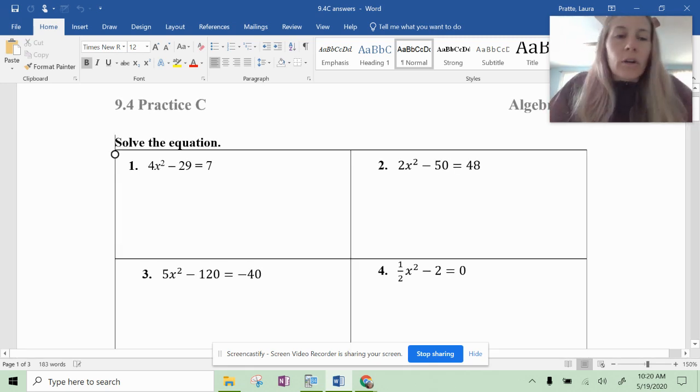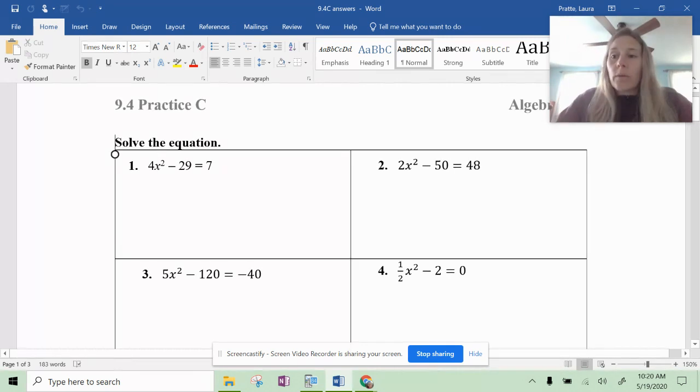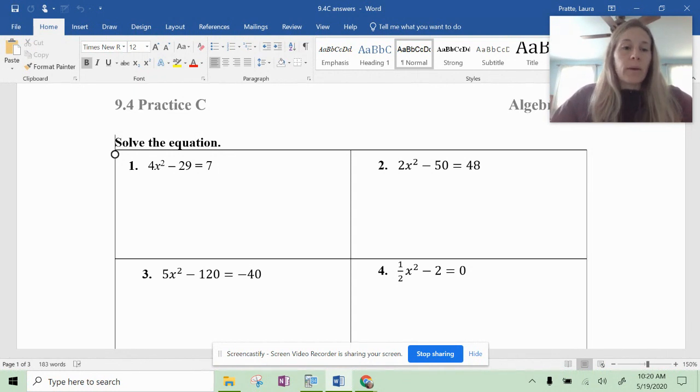Okay, so today we are going to continue on with section 9.4. Yesterday we went through the notes for section 9.4, and today we're really just going to do some practice with solving these equations by square roots. I'll continue to show you some examples on the graph where you can see that the x-intercepts are the same thing as your solutions or roots that you're finding using this method.